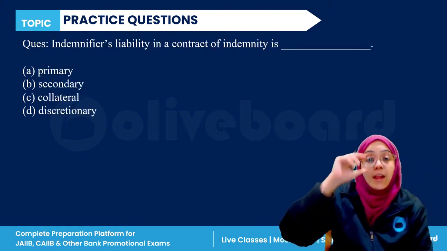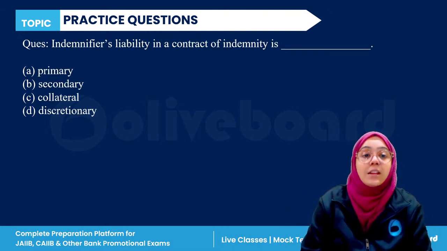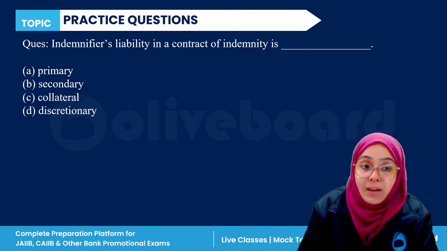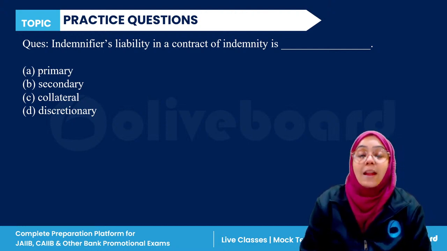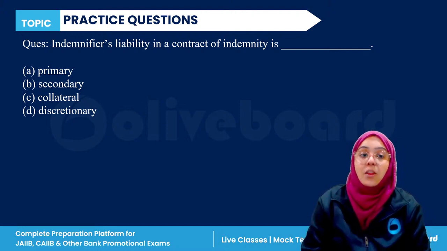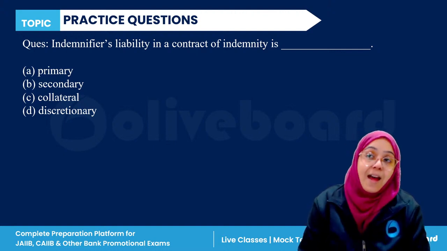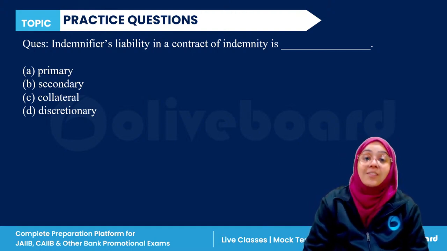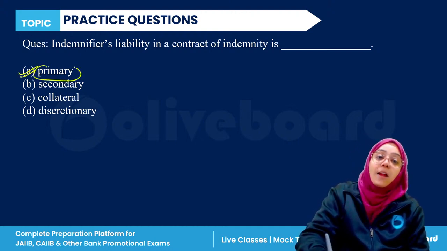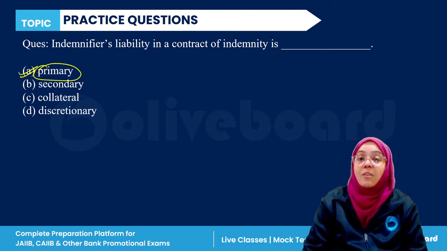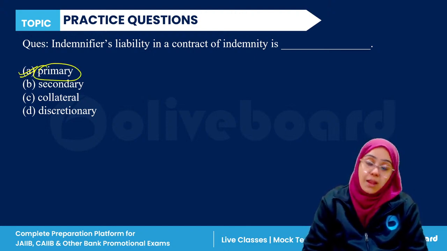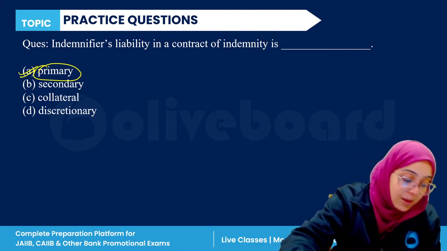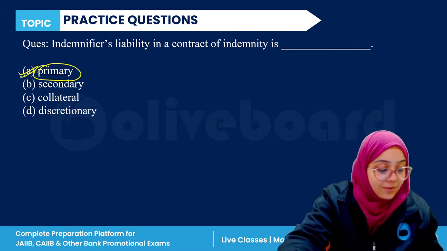Okay. Next, the indemnifier's liability in a contract of indemnity is primary, secondary, collateral, or discretionary. As soon as the indemnified suffers any loss, it is the primary liability of the indemnifier to come in and compensate for the loss. So always remember, in the contract of indemnity, the indemnifier's liability is always primary. So A is the correct answer here. Yes, Hema Rigved, correct.